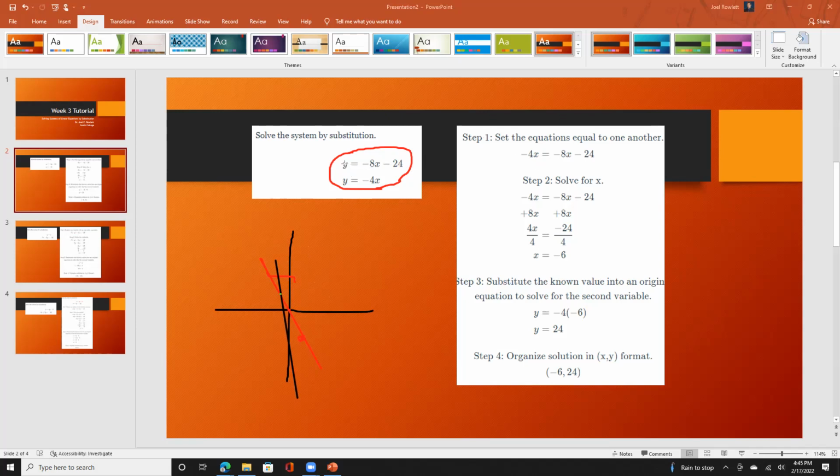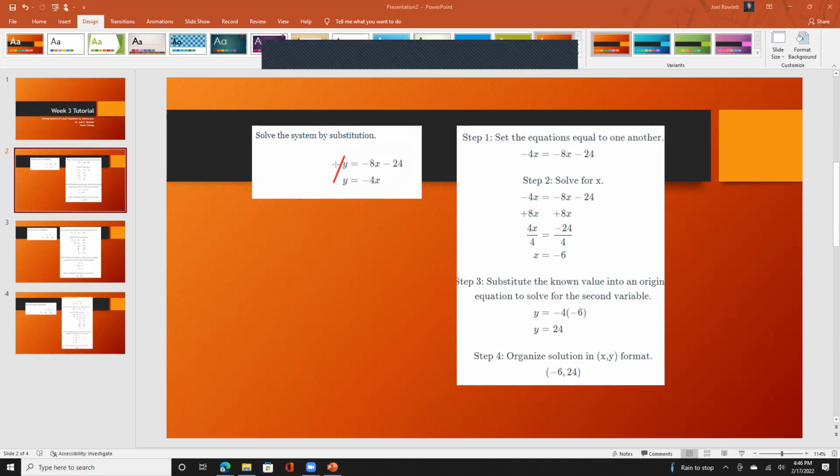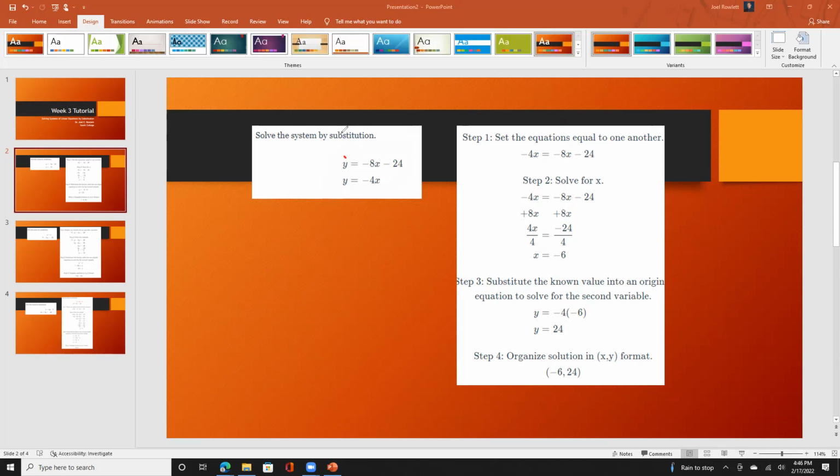The first thing we do is we recognize that y is always equal to itself. And if y is always equal to itself, that means that negative 4x is equal to negative 8x minus 24. All they did here was set the two y's equal to one another. In fact, some folks will actually start off by saying y is equal to y, and then they will go ahead and make that substitution, which is what you see here.